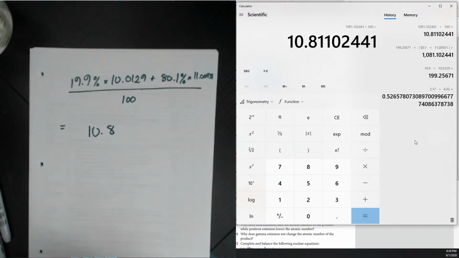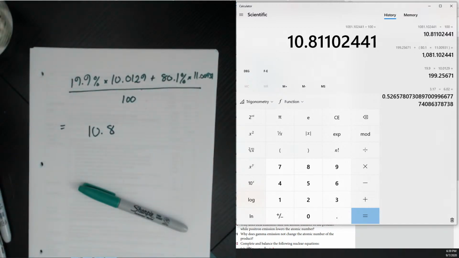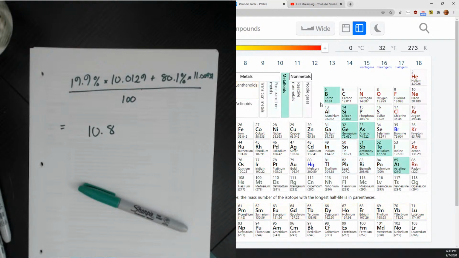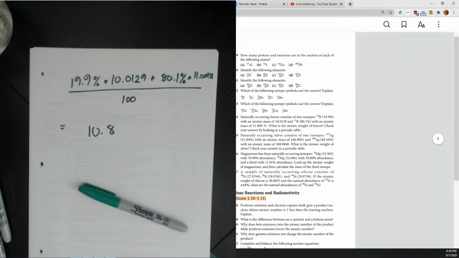When it comes to the sig figs, they really screwed us with those percentages. Only 3 sig figs in our answer. And then we look at the periodic table, and boron is 10.81. Ha ha. I am good at arithmetic.